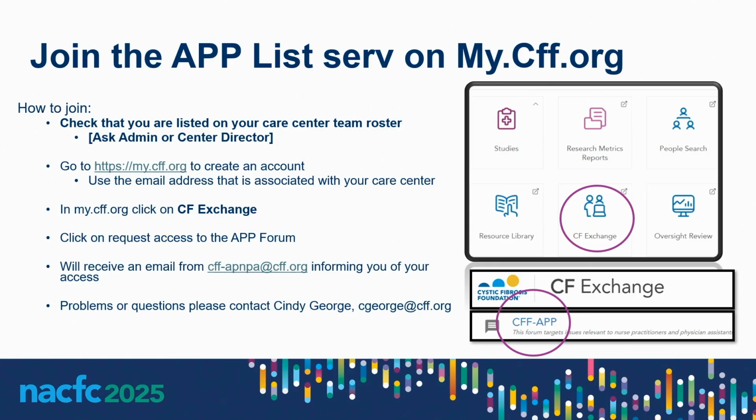So this is a plug just to make sure that you are identified correctly within your center as an APP. Regardless of what role you play, if you are an APP, I know you probably wear many hats. You may be a program coordinator, you may be in research, but make sure you're also identified as an APP so that we can really capture who we are, how many of us there are as our workforce grows.